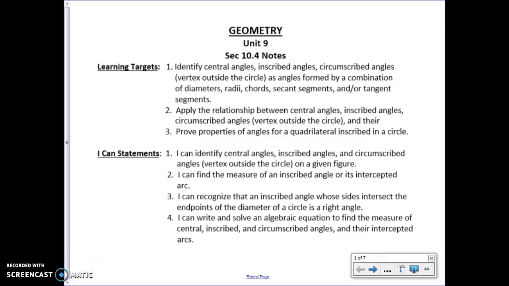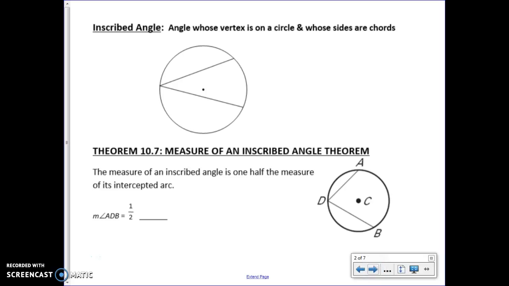Alright guys, we're looking at even more relationships in circles. Talking about some inscribed angles today. So an inscribed angle is an angle whose vertex is on the circle and whose sides are chords. So you can see a picture of that here. There's chords. And instead of the vertex being at the center of the circle like a central angle, the vertex is here on the edge.